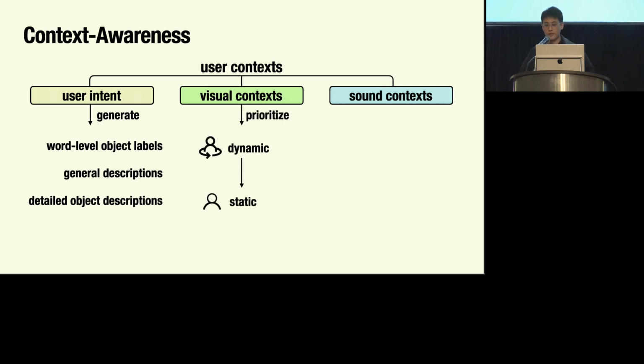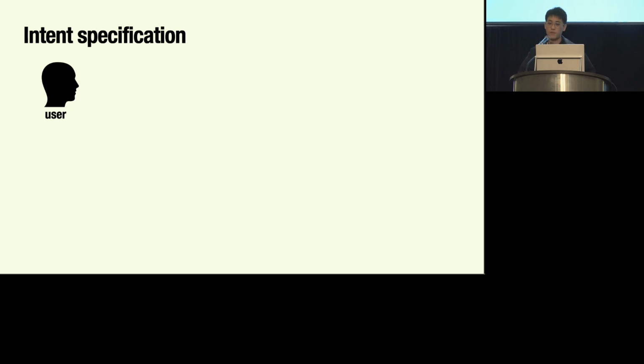In different visual contexts, WorldScribe prioritizes short descriptions if the user moves, or provides long descriptions when the user remains static. Based on the sound context, it presents descriptions with increased volume if it is noisy, or pauses descriptions. Let me briefly explain how we implemented this in WorldScribe.